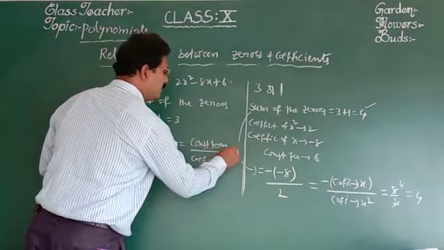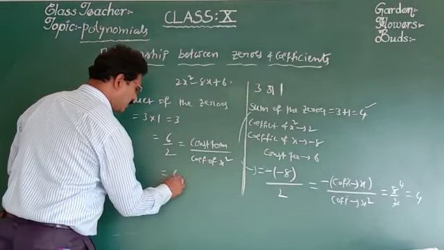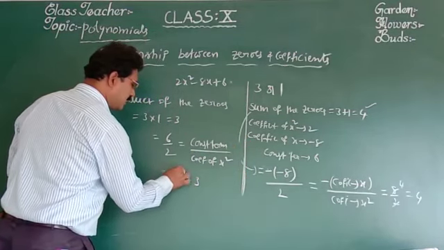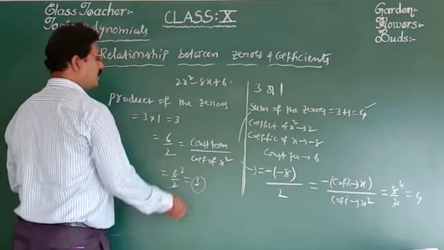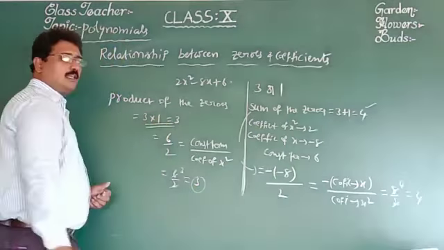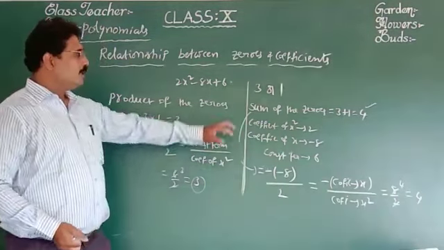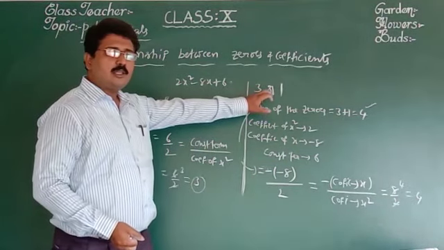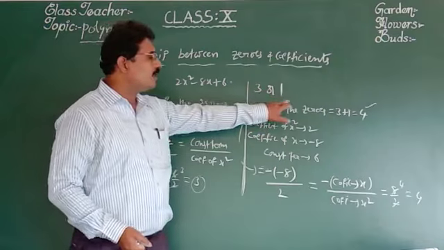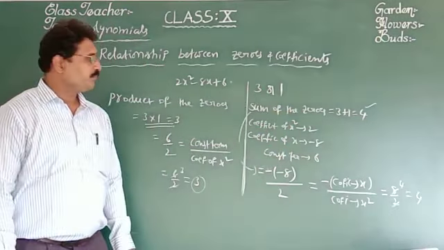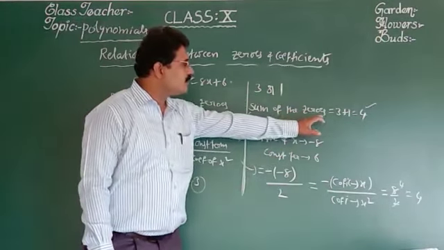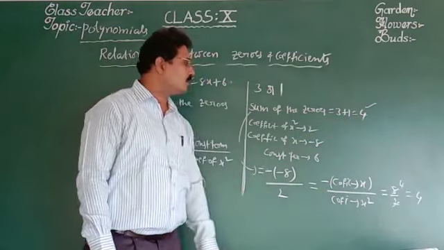But 6 by 2 is equal to what? 6 by 2 is equal to 3. 2 ones are 2, 2 threes are 6. So your answer is 3. That is correct, the product of the zeros. So once again, see, while doing that algebraic method, the zeros are 3 and 1. After that, sum of the zeros is equal to 3 plus 1, which is equal to 4.